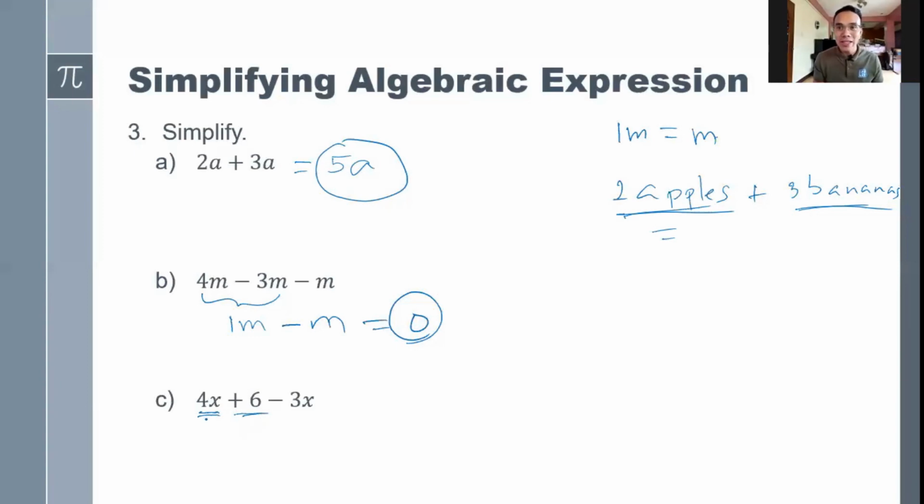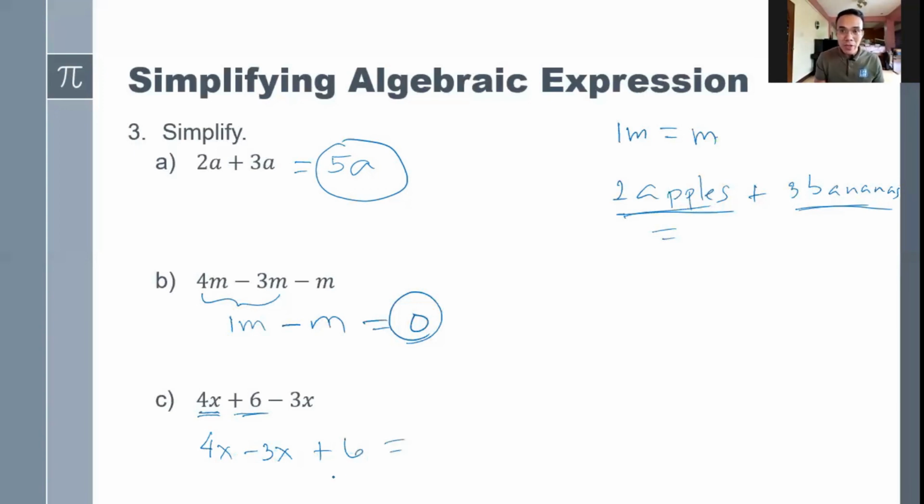What is 4x? 4x is a variable. 6 is a constant. I mean, 4x, yeah, consider it as a variable. 6 is a constant, another kind. You cannot combine them. So what we can do here, we can only combine 4x and here, minus 3x. We can combine these two terms because they are of the same kind. So 4x minus 3x plus 6.